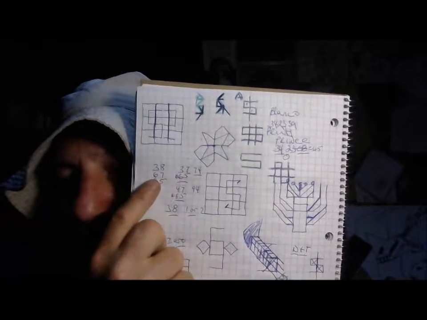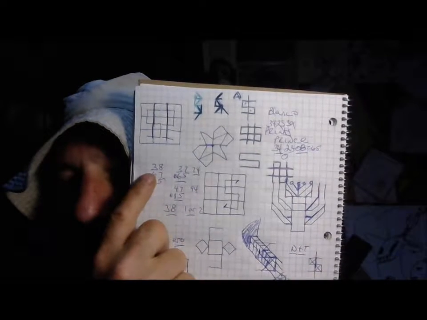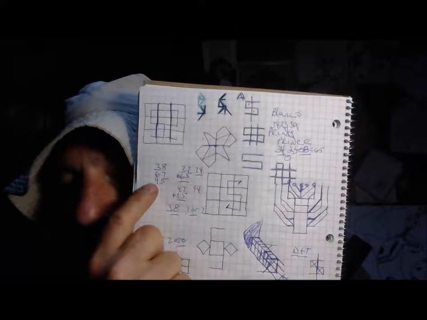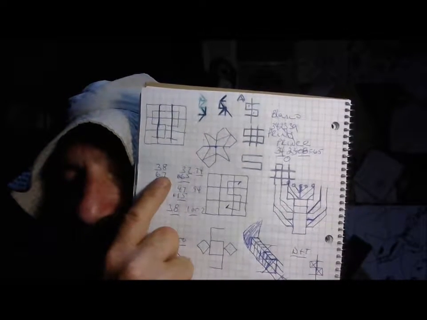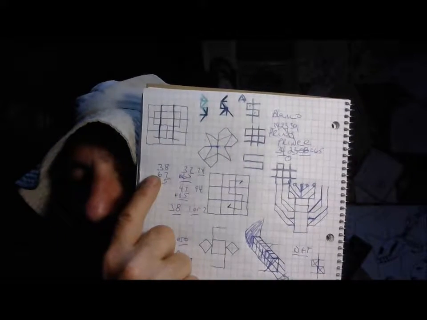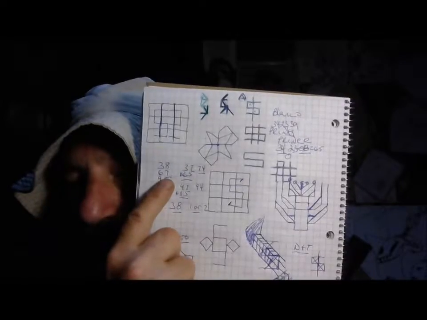38 and 38 equals: 8 and 8 is 16, 1 and 6 is 7, 3 and 3 is 6. Now, how are we going to get to this? 7 and 7 is 14, 1 and 4 is 5. 6 and 6 is 12, 1 and 2 is 3, it'll say 35.